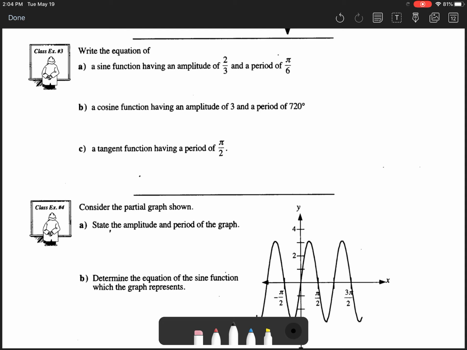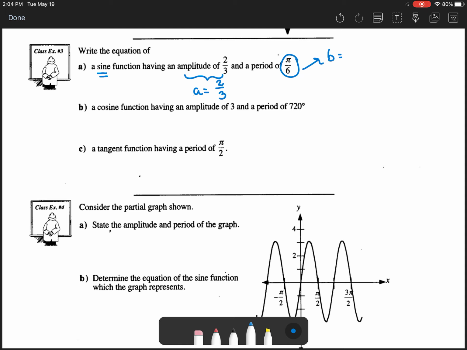Since we have that, here's what happens. If I have an amplitude of 2/3, we've learned that that's basically your a value. Amplitude is your a value. But the period is pi over 6. I don't put that into my equation. I have to calculate the b value, which is what I want to put into the equation. So the b value is going to be this.